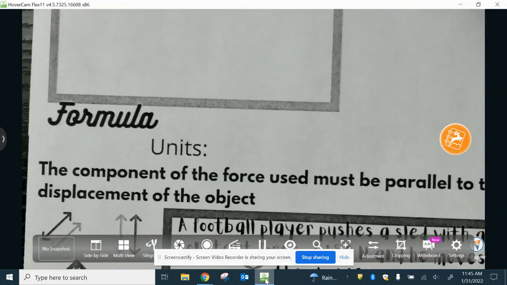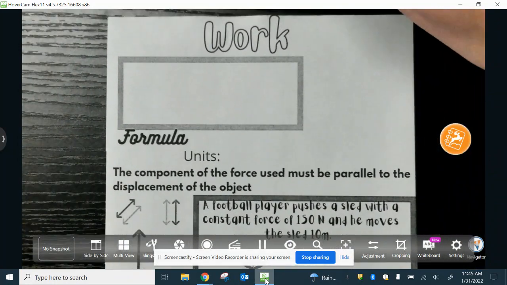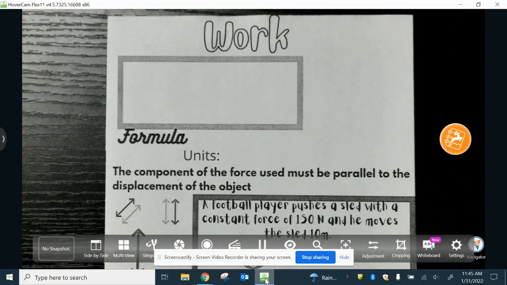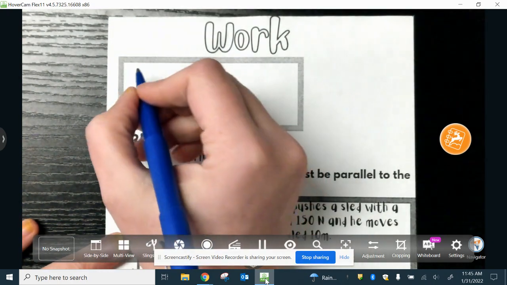All right, we're starting a new unit. The test is next week, so make sure you're ready for it. Work is a force acting upon an object to cause a displacement.